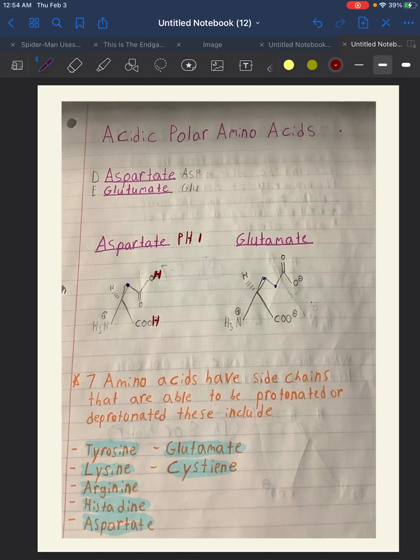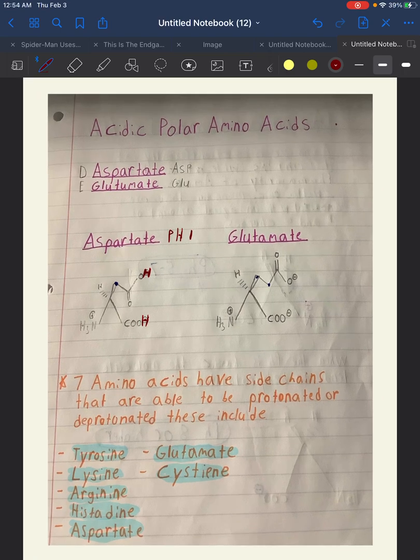Now, 7 amino acids have side chains that are able to be protonated or deprotonated. This is tyrosine, lysine, arginine, histidine, aspartate, glutamate, cysteine. For the exam, basically focus on these: arginine, histidine, glutamate, aspartate, and lysine.